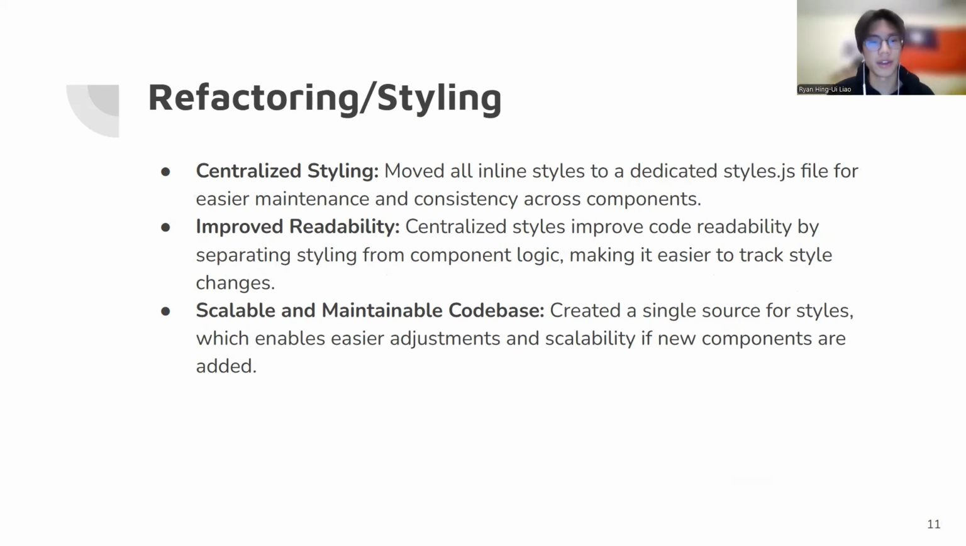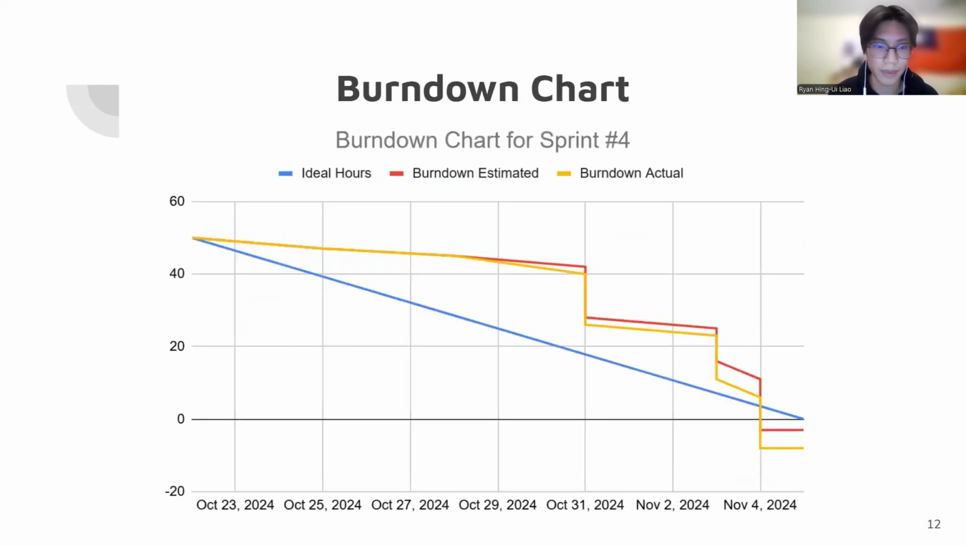We also did some refactoring for our styling. We now have centralized styling, so we moved all of our inline styles to a dedicated styles.js file for easier maintenance and consistency across components. We did this to improve our readability. The centralized styling improves readability by separating styling from component logic. It makes it easier to track style changes. And it also made it a scalable and maintainable code base as we created a single source for styles, which enables easier adjustments and scalability if new components are added.